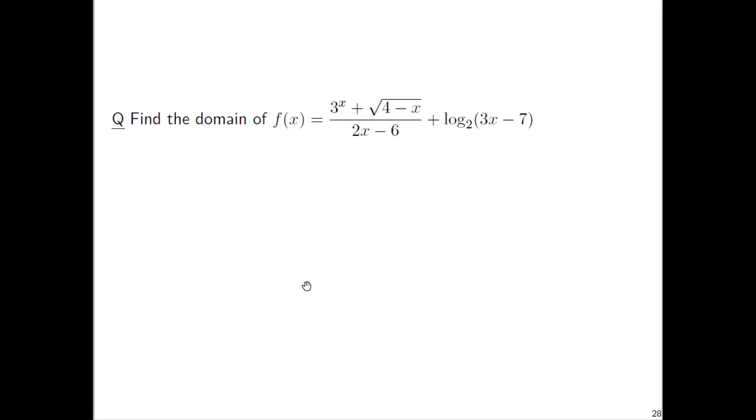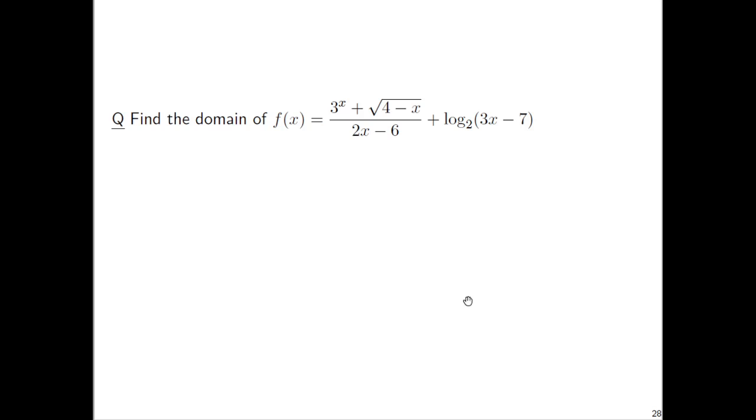All right. So let's find the domain of f of x equals the fraction where the numerator says 3 to the x plus root 4 minus x, all over 2x minus 6. And then after the fraction, we also have a plus log base 2 of 3x minus 7. You notice how much I'm trying to emphasize saying the word "of" there. Log base 2 of 3x minus 7.